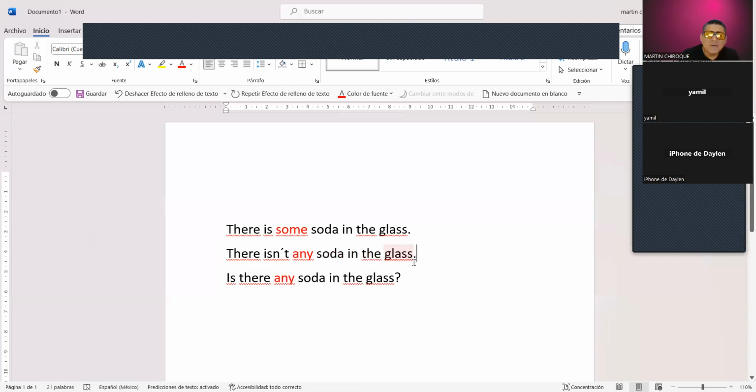Yes, any, we use any for negative and for question, no more. In affirmative sentences, you use some. But any is for negative and question. Some is positive, always. You got it? Right? This is so important, right?